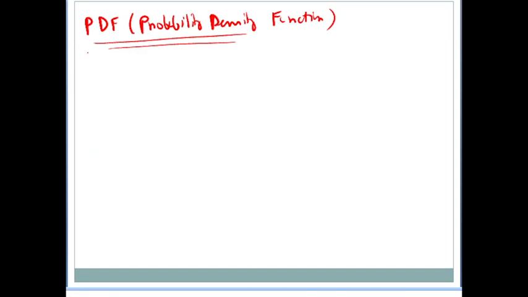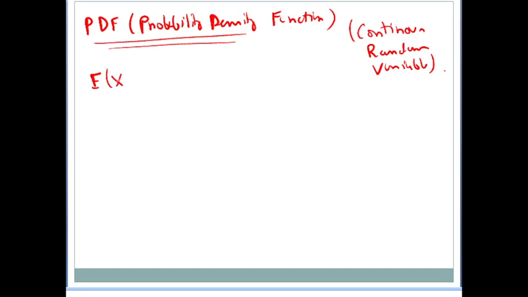In case of the probability density function, similar to the PMF, this will be used for continuous random variables. This will be used for continuous random variables.